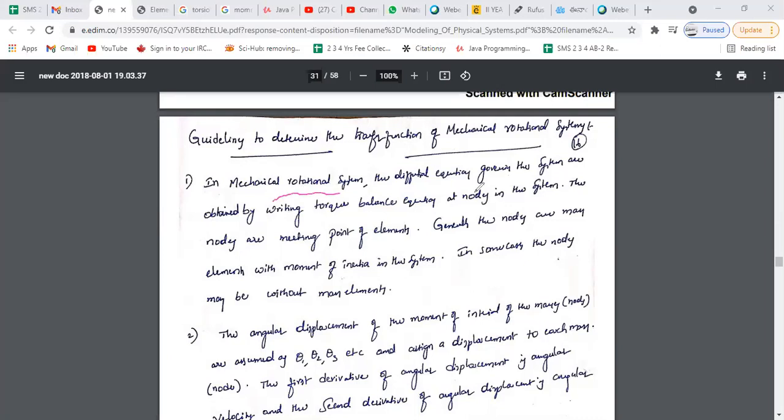In the rotational system, the differential equations representing the system are obtained by writing the torque balance equation at the nodes in the system. Similar to the translation system, where we write force balance equations, here we are writing torque balance equations at the nodes. The nodes are nothing but meeting points of the elements. Here the nodes are nothing but mass elements with moment of inertia in the system. Here the nodes are nothing but J.